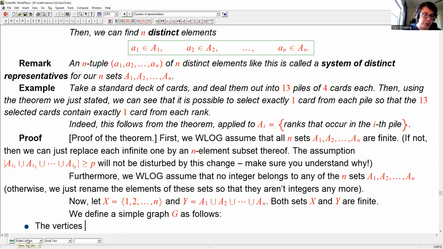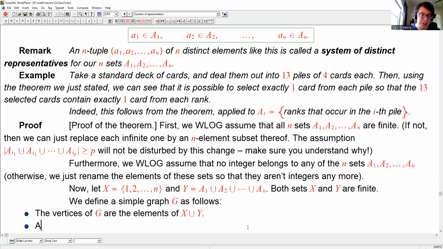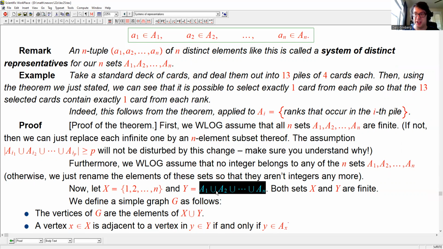The vertices of G are the elements of X union Y. And this graph is going to be bipartite, with X being the left vertices and Y being the right vertices. Now, as for the edges, a vertex in X is adjacent to a vertex in Y if and only if the vertex in Y belongs in the set corresponding to the vertex in X. So the adjacencies encode which elements of this union are in which A_i set. And there are no further adjacencies.